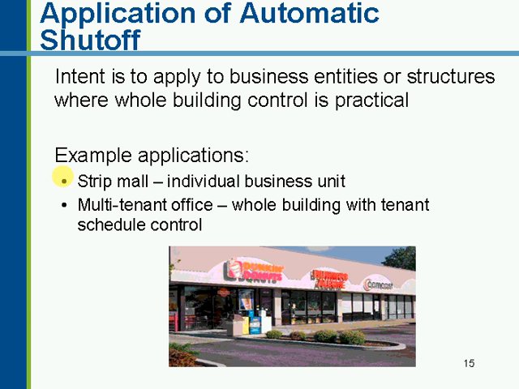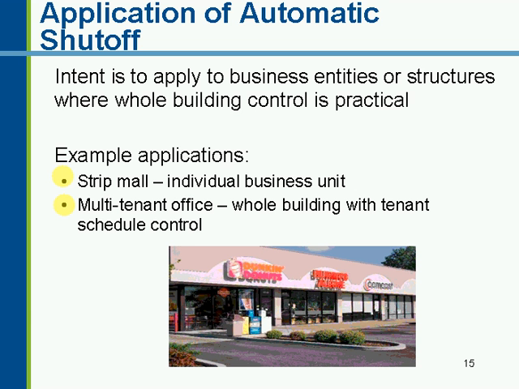In this case, because the business hours of the strip mall might be different for each individual tenant, it isn't often practical to have a whole building controller for this particular building. So the application here is to each individual business. So since each business is less than 5,000 square feet, there would not be a requirement for whole building or business automatic shutoff.